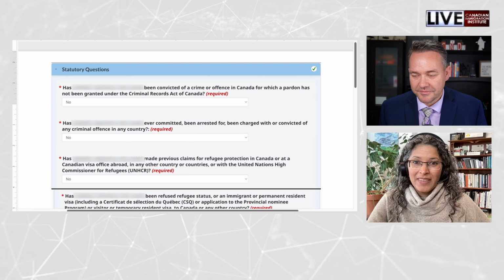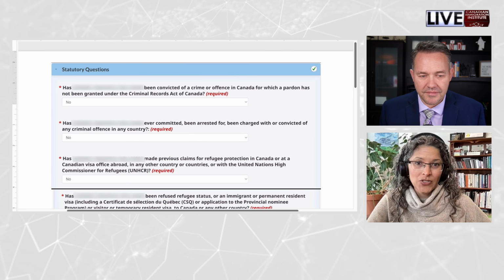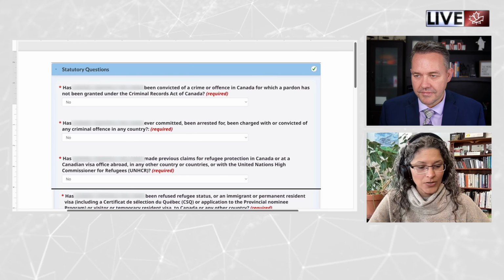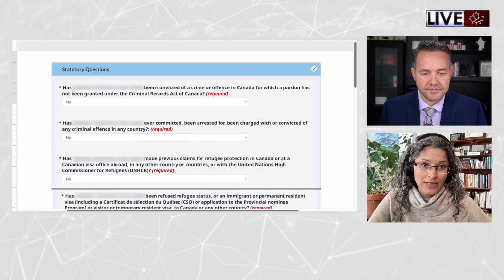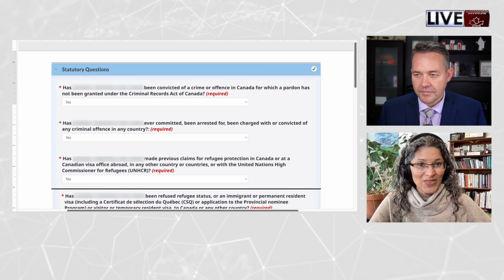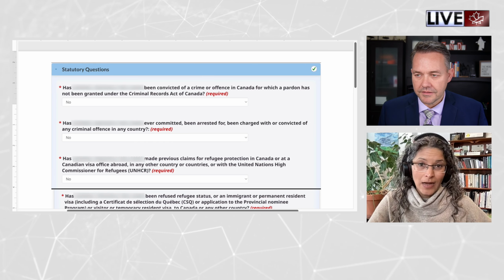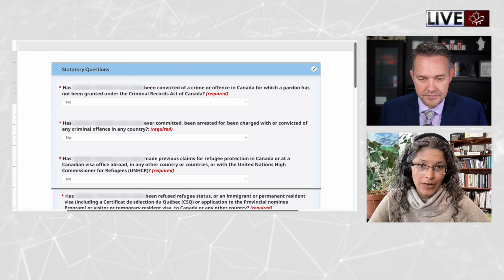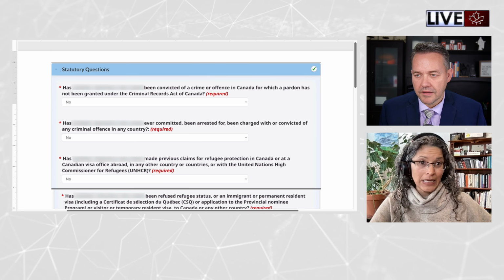It's pretty clear. The next one, though, does have a little bit more nuance, and it is a question that comes up also when people are looking at their temporary residence applications. So when they're doing a work permit, for example, when you look at the back of either the 5710 form or the 1295, if you're applying from outside Canada, there is a section on the statutory questions, and it asks a very similar question. Has the applicant ever committed, been arrested for, been charged with, or convicted of any criminal offense in any country?